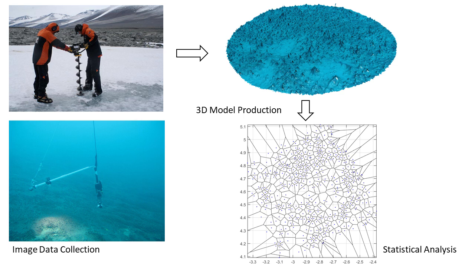So in order to answer some of these questions, we send the cold-tolerant members of our lab down to Antarctica to collect image data of the microbial mats, which can then be converted into 3D models using a process known as photogrammetry. Once we have these models, we can perform spatial statistical analyses to understand how the pinnacles you can see present in the models are shaped and how they are spaced relative to each other.